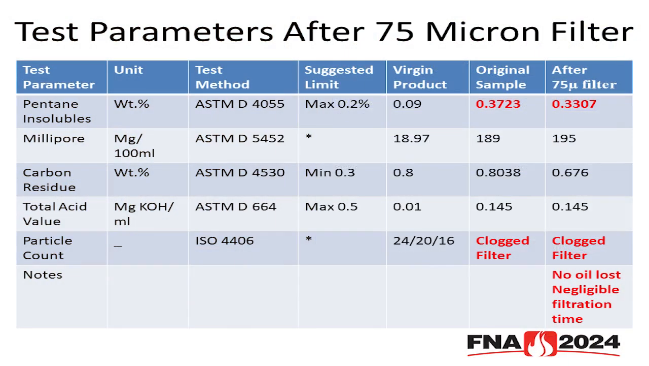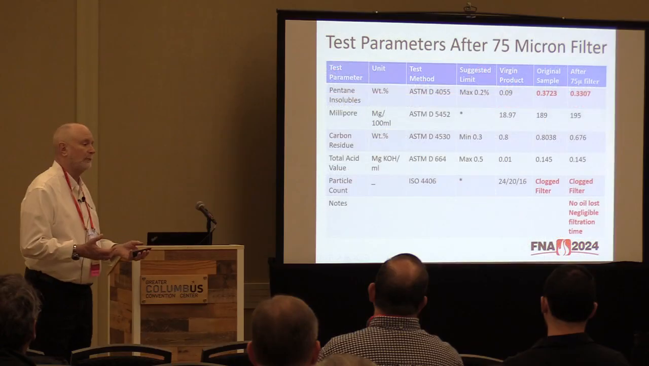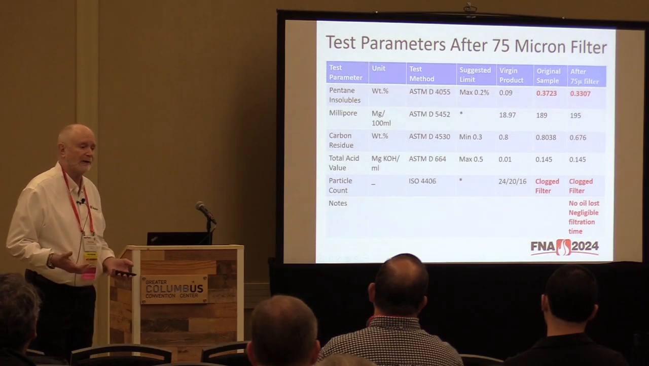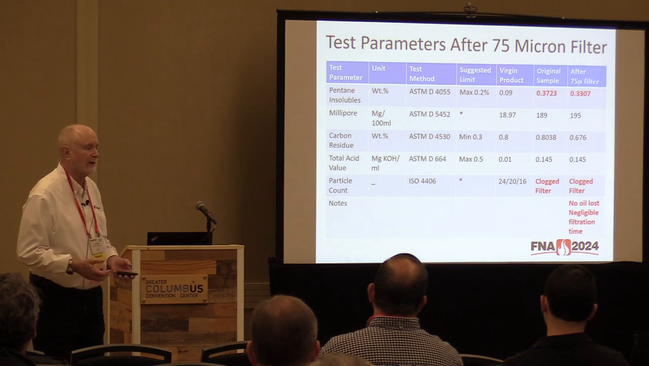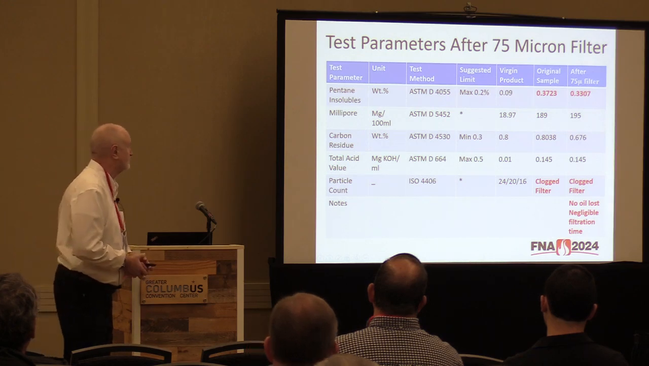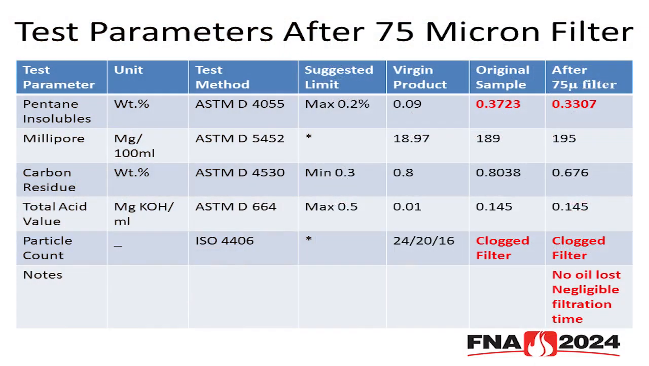So as you can see, after we ran it through a 75 micron filter, our pentane insolubles or sludge did decrease slightly. But it's not below a level that you would normally expect for a good operating quench oil. The millipore 189 or 195, that's the number of milligrams at 100 milliliters of solution. That's essentially the same number. So it really didn't change.